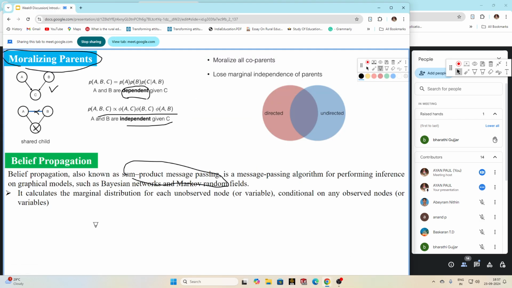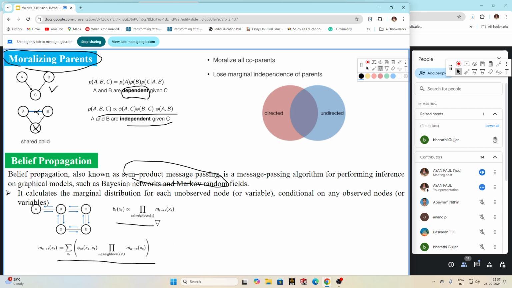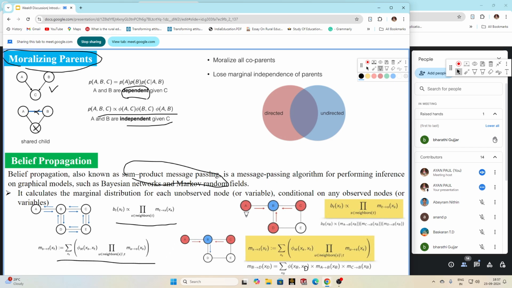So it calculates the marginal distribution for each observed node or variable conditional on any observed nodes or variables. This is a diagram of the message passing for belief network. You can see this is a Markov random field. Markov random field does two things: first it will sum the messages and then it will multiply the messages. So how will it sum and multiply the messages?